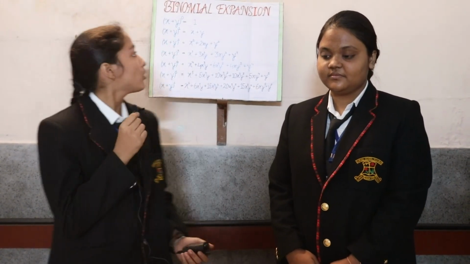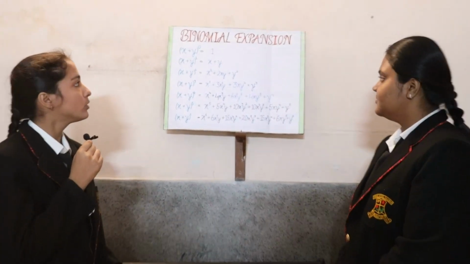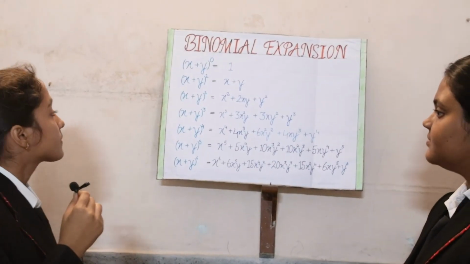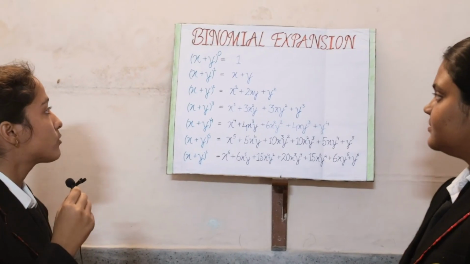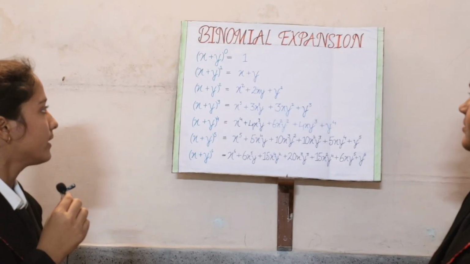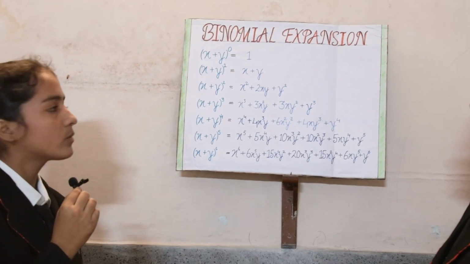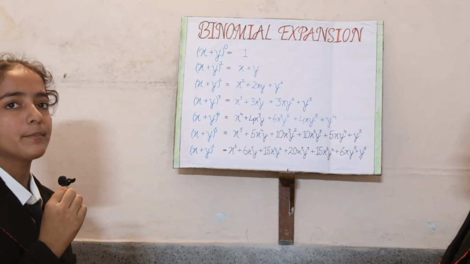Good morning. We have made a special type of triangle known as Pascal's triangle. It is used to expand binomial of any power. Binomial is a combination of two terms. We can see here that x plus y to the power 1 is equal to x plus y. X plus y to the power 2 is equal to x squared plus 2xy plus y squared.